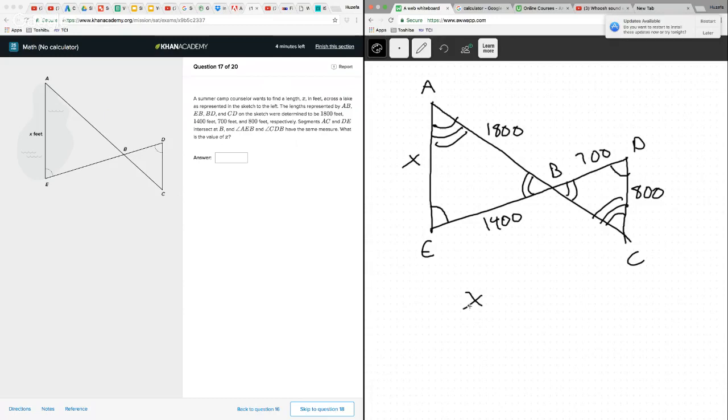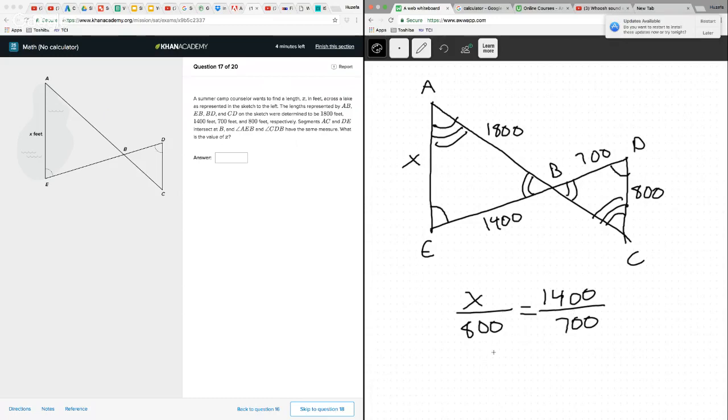So I'm going to say X over its same guy on this little triangle, 800. So big triangle over little triangle equals, what else do we know? Oh, we know that we've got 1,400 in the big triangle is equivalent to 700 in the little triangle. Now you can do some cross multiplication. Now this is no math, no calculator.